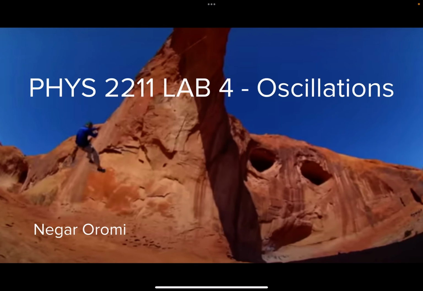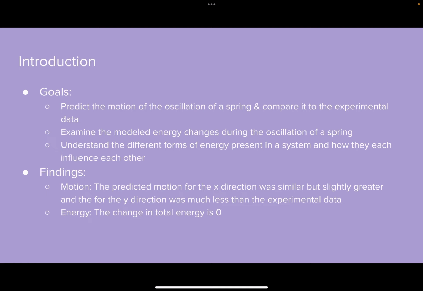Hello, my name is Nigara Romi, and in Lab 4 we are discussing oscillations. The goals in this lab are to predict the motion of oscillation of a spring mass and compare it to the experimental data. We want to examine the modeled energy changes during the oscillation of the spring, understand how the different forms of energy present in a system influence the other energies.